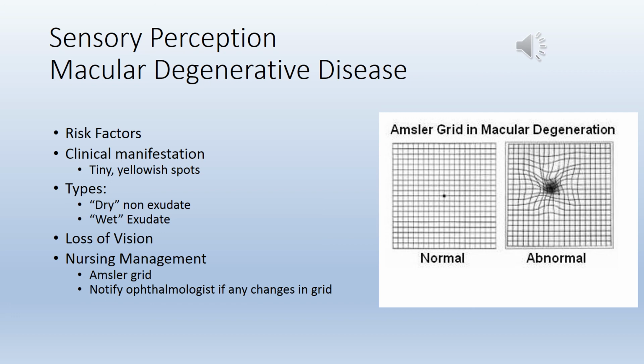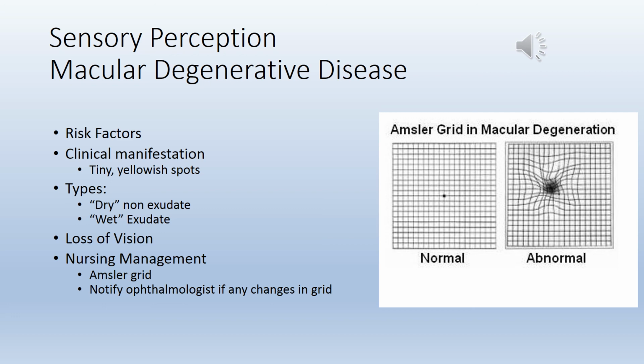There is no cure for the dry, non-exudate type of macular degeneration. The National Eye Institute is sponsoring an ongoing clinical trial to study the effect of lutein, carotenoids, or fish oils in protecting the macula and preventing the progression of macular degeneration.